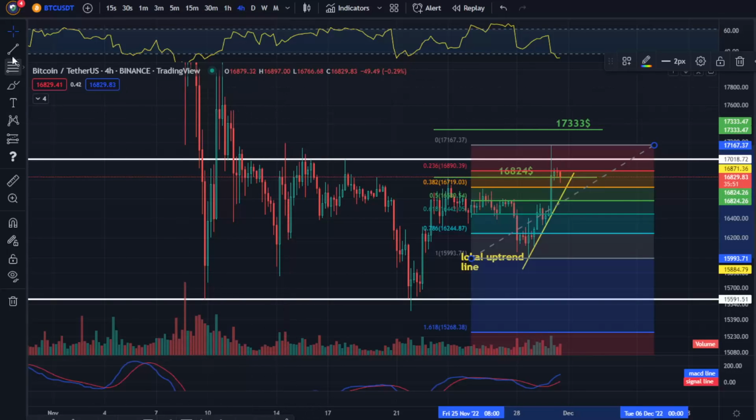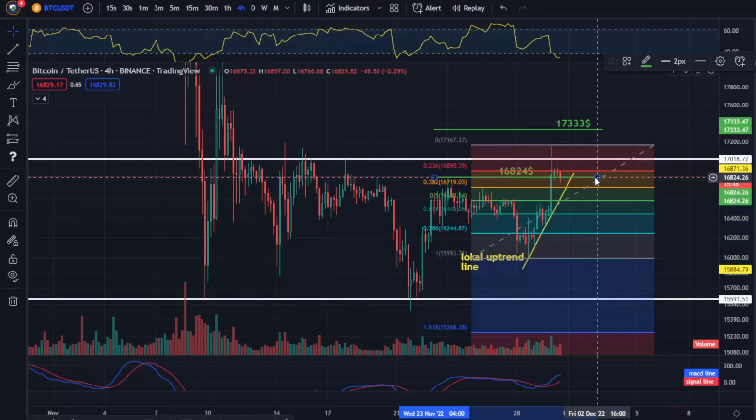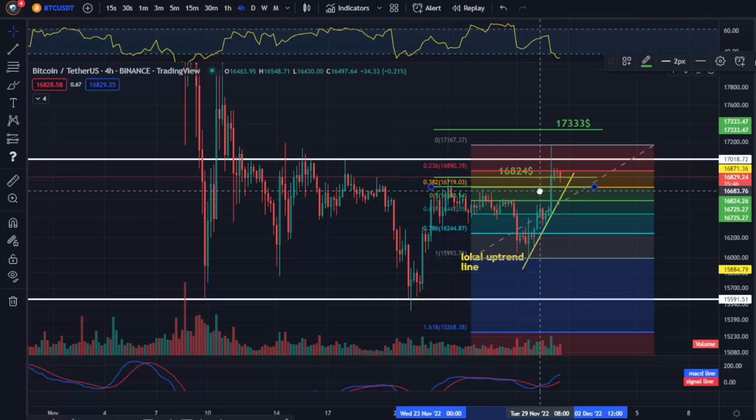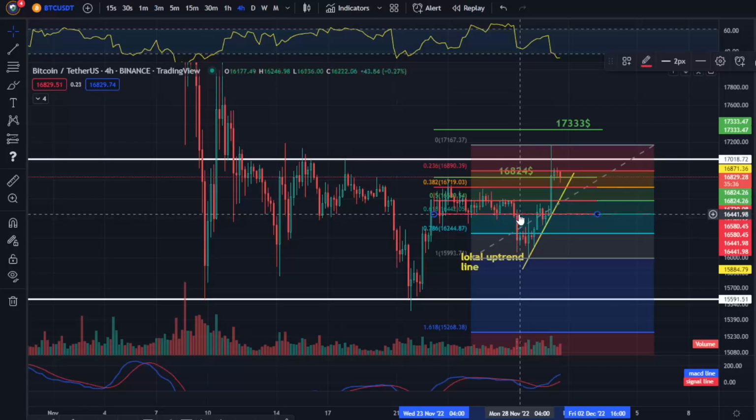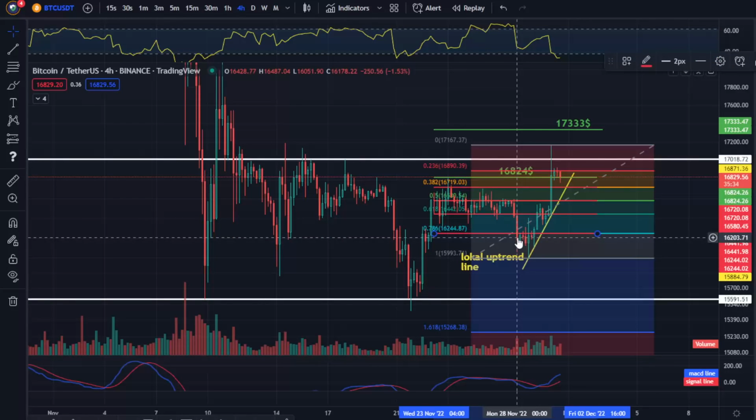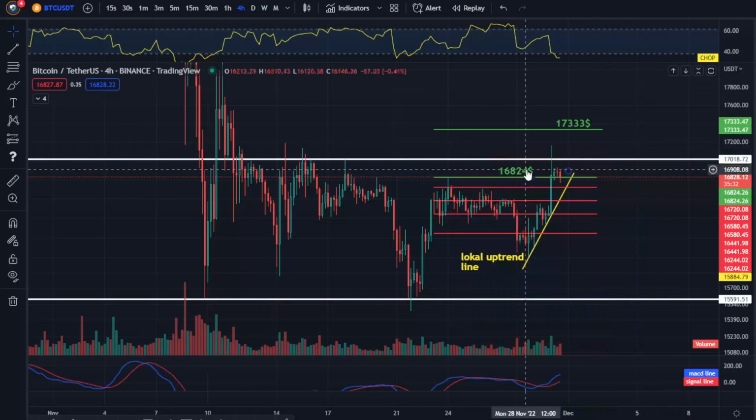Now let's move on to the support line, and as you can see, the first support we can set is at $16,720. If the support is broken, then the next support is $16,580, $16,442, and $16,244.